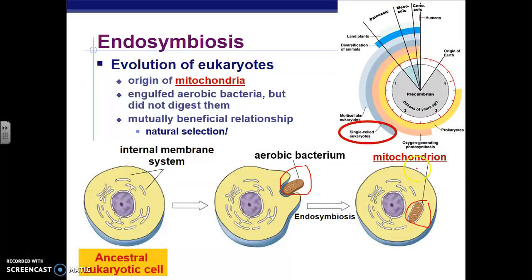But the idea is that the mitochondria was once a free-living aerobic bacteria, meaning they could use oxygen, and that it was engulfed by prokaryotes that had these invaginated membranes, and that relationship was beneficial, and therefore it stayed in the population.